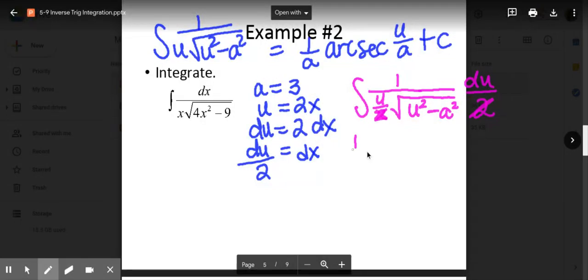So this is going to be 1 divided by, who was my a, 3, and then arc secant, and then u over a, u was 2x, my a was 3, and then plus c. And that's my answer. 1/3 arc secant, 2x over 3 plus c. Good deal, good deal. So that was it there.